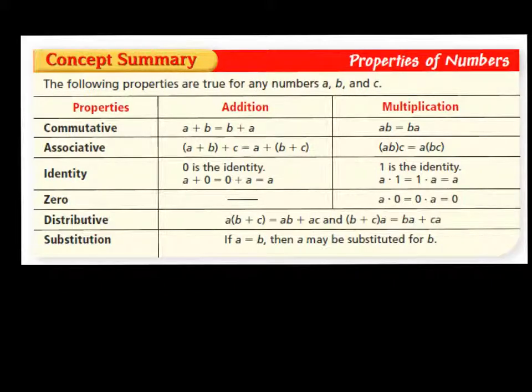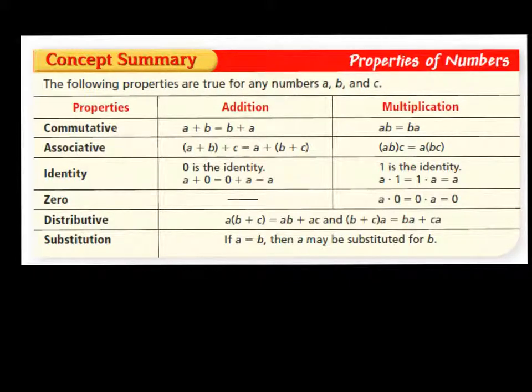Here's a nice summary of the properties we've gone over so far. The commutative property works for addition and multiplication. You're just switching order. The associative property is also true for addition and multiplication. We're just moving parentheses. The order is the same. Identity, for addition, we add 0. It doesn't change.